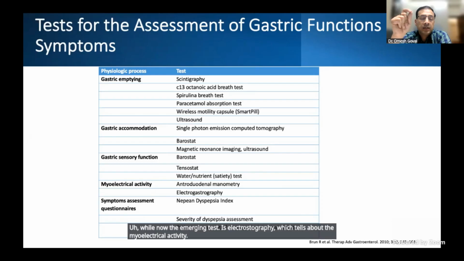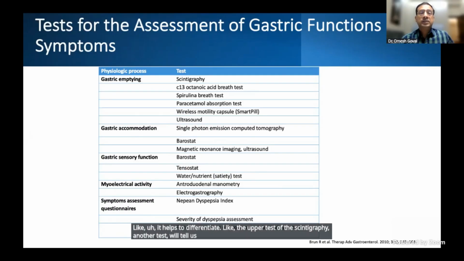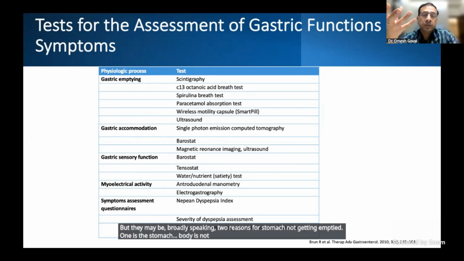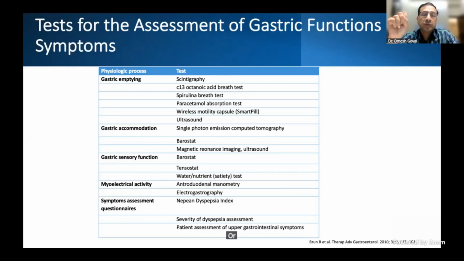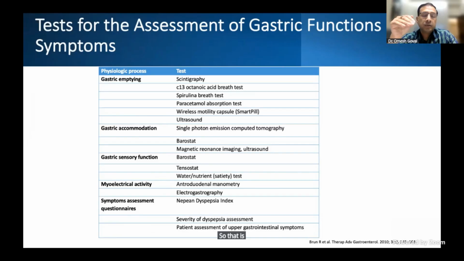It helps to differentiate. Like the upper test, the scintigraphy, another test will tell us, okay, the stomach is not getting emptied. But there may be, broadly speaking, two reasons for the stomach not getting emptied. One is the stomach body is not moving at all, or there's a problem in the pylorus, a functional obstruction in the pylorus. The pylorus otherwise is normal in endoscopy, but it is not relaxing. So that we get to know by electrogastrography.